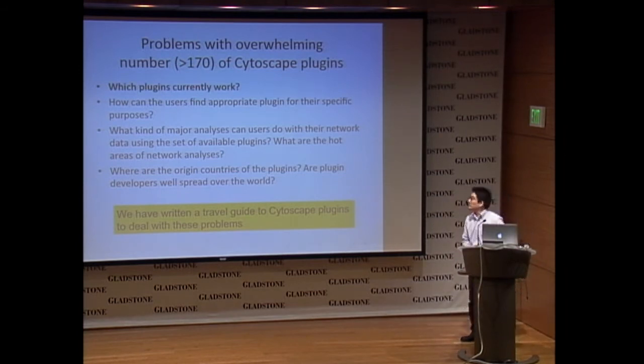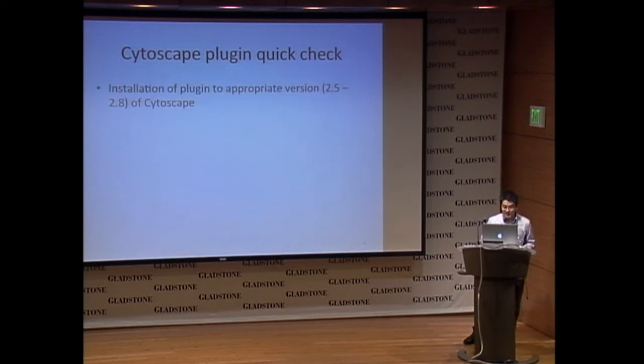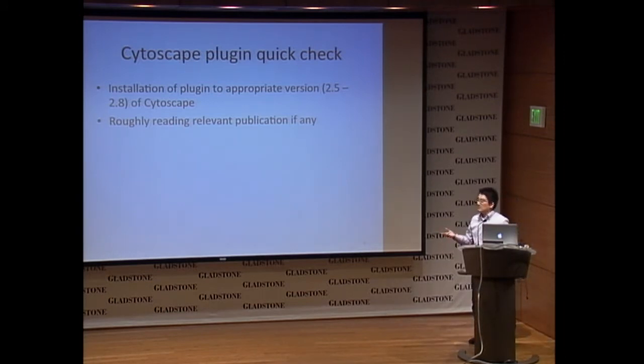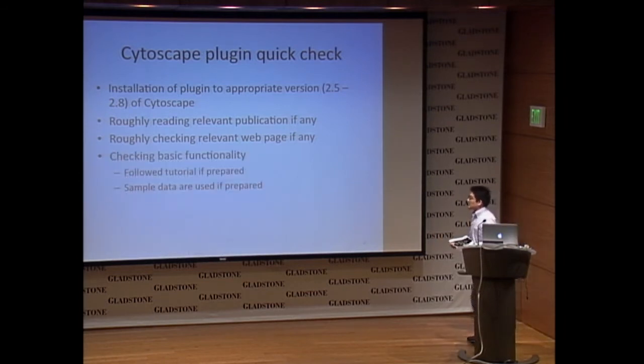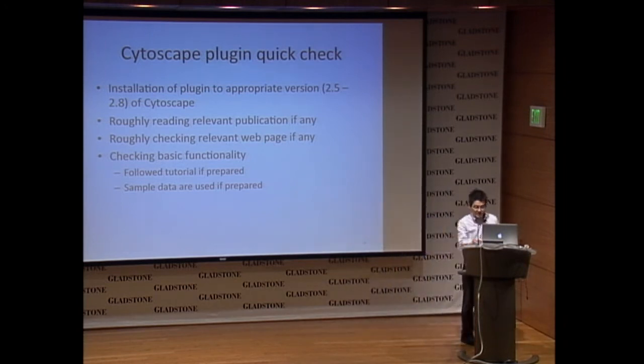I would like to start with my first problem, which plugins currently work. What I did was to test all the plugins available. That was 152 plugins. First I installed the plugins to the appropriate version of Cytoscape based on the web information, roughly read the available publication, and roughly checked the relevant web page, if any were prepared. I just checked the basic functionality by following the tutorials, and if sample data was prepared, I used it to test whether the plugins are working or not.